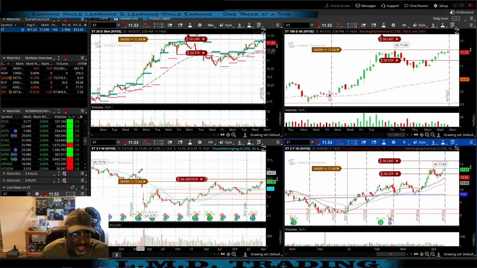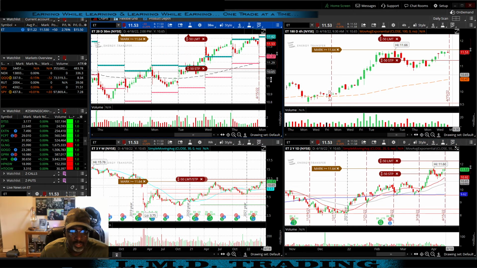So at this point, I have all the belief in the world that this thing is going to continue higher. And like I said, I will just chase my target higher and I'll chase my stop below it, usually using 30-minute pullbacks. So once it goes and it pulls back, I'll set my stop on a 30-minute pullback.